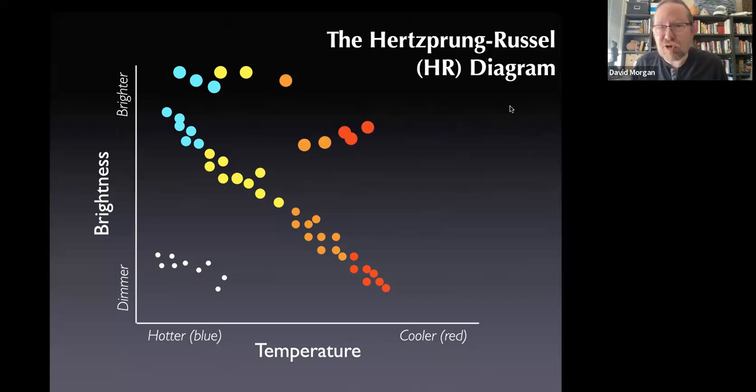So this is something you should know, memorize, be able to draw yourself. Okay? Draw what the axes are, hot to cold, dim to bright, draw the shape of the main sequence, and then know where these other groupings are.